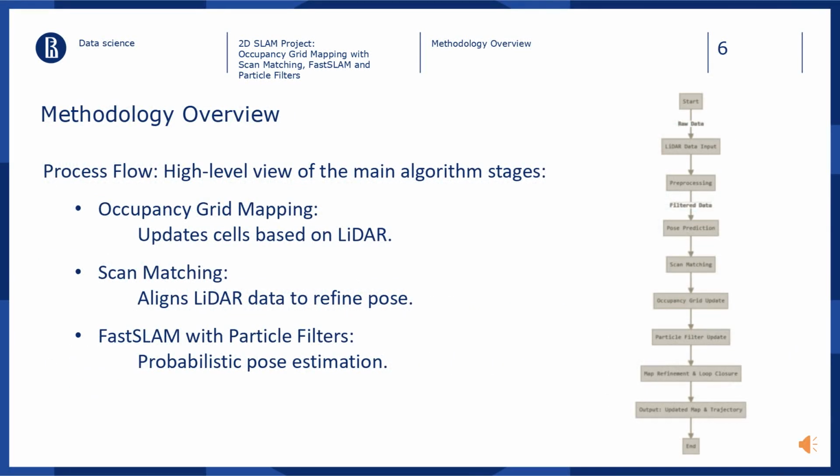The flowchart shows a high-level overview of the methodology we have used in our application. The occupancy grid mapping updates cells based on the LiDAR scan. The scan matching aligns new LiDAR data with the existing map to refine pose estimation, and the FastSLAM with particle filter provides probabilistic pose estimation by tracking multiple possible states.